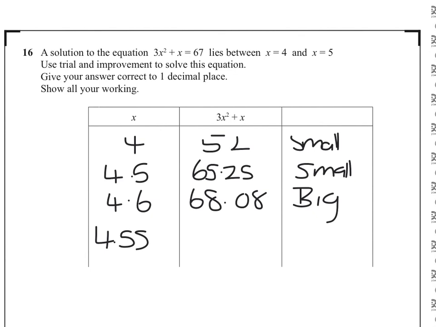So we want 4.55 squared times 3 plus 4.55, which gives us 66.6. That's too small, which means the answer we want is the 4.6.